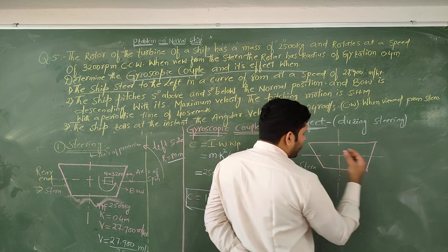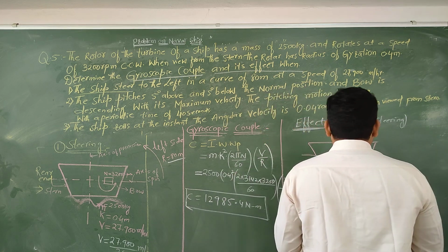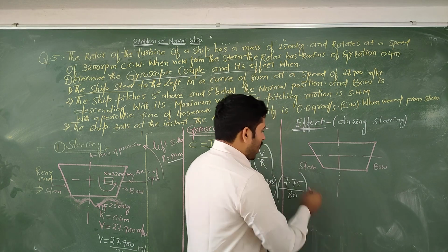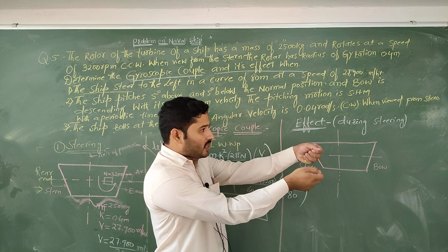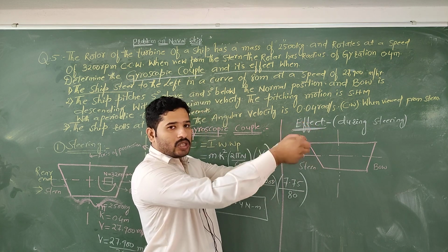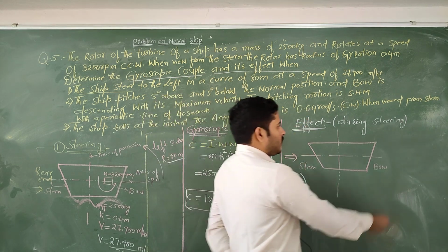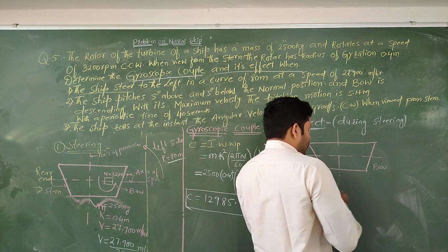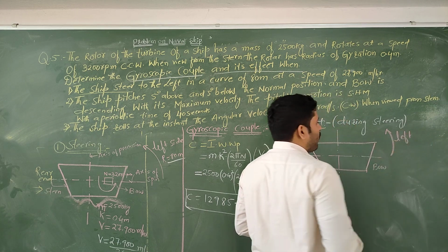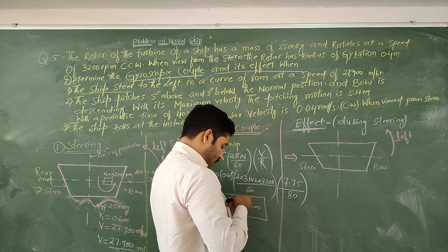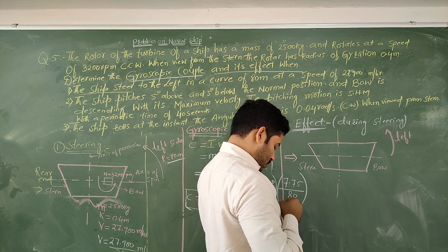The rear end we can say as stern, the front end we can say as bow. Let us see what I am doing here. The observer is observing from the stern, and the ship is taking the left turn. So they are applying the action toward the left, but the reaction comes from the opposite side to maintain the body in equilibrium.